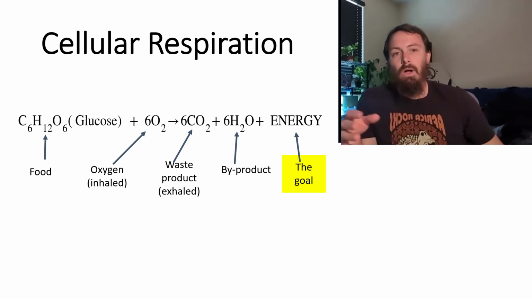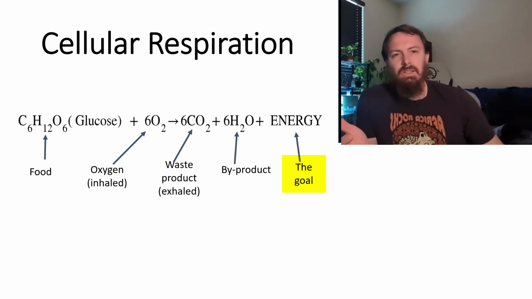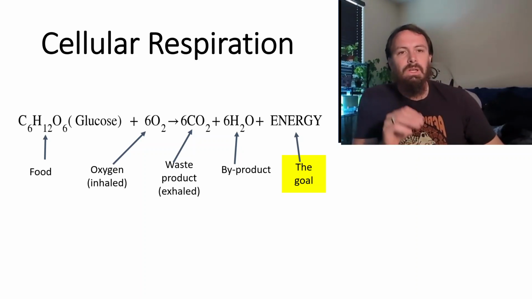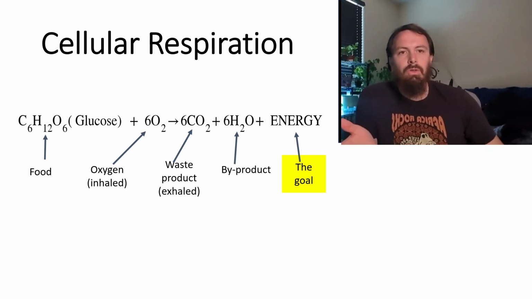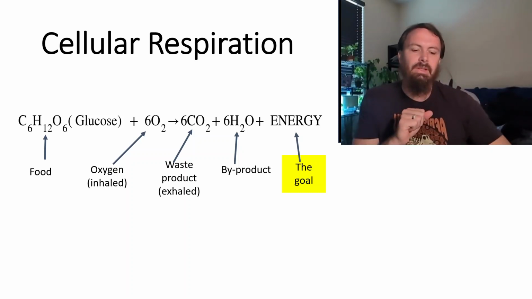We also make water. Now, water here is a byproduct, meaning it's good for us. It's good that we get water. It's not enough to keep us alive. We still have to drink water, but it's useful still. Some animals can live off water just through cellular respiration. They never have to drink water at all. Plants obviously get most of their water through their roots, but they do generate some water through cellular respiration. And then, of course, the goal, ATP, the energy production.